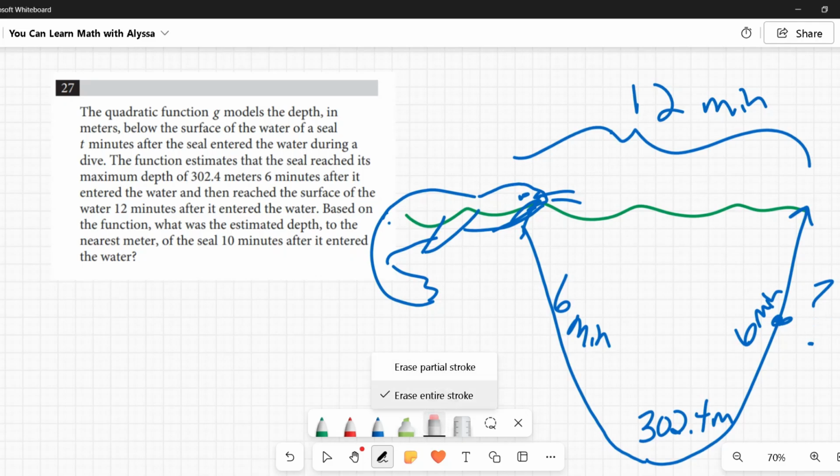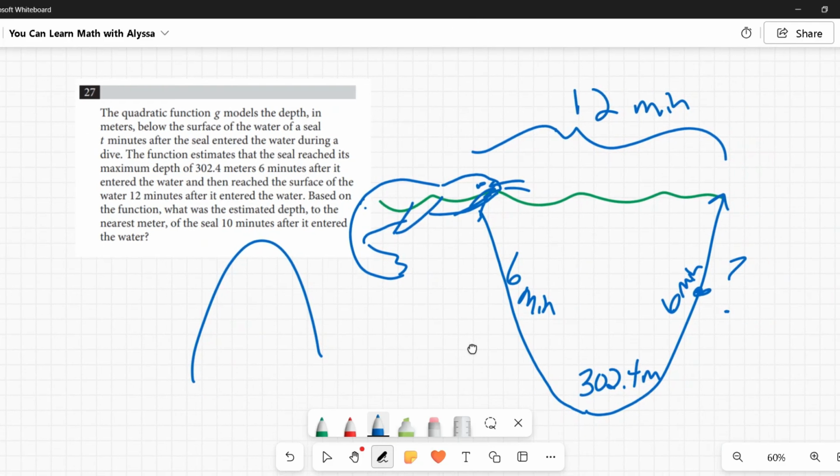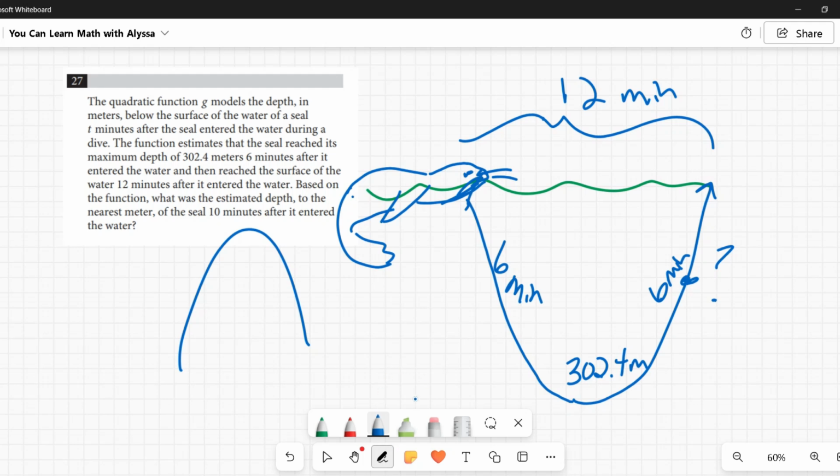But here's the thing. This parabola where it goes down and comes up is not the parabola that we're going to be graphing. The parabola we're going to be graphing is going to go up and then come back down. So when you see that, or if you're checking this on your graphing calculator and you see that, don't be shocked by that. That's what's happening, because this meters here is a positive number. It's starting at 0. A surface level is 0, so it's starting at 0. And then 6 minutes later, it reaches positive 302.4. So we have to treat it as that number.